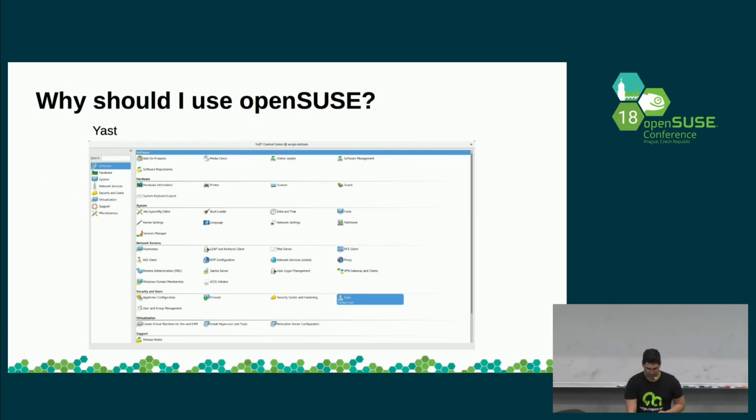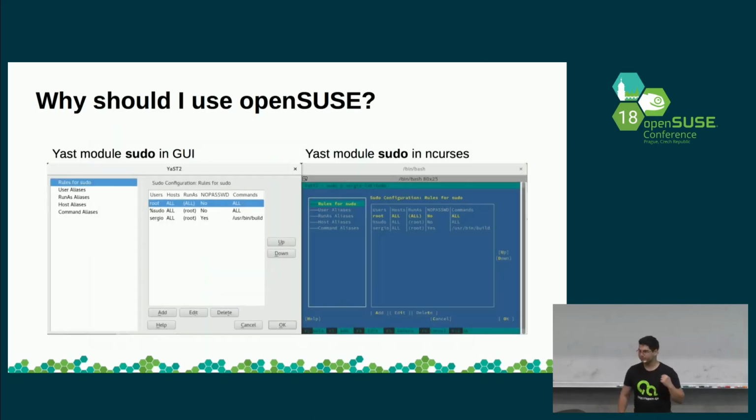And something special about YaST is that it has a dual user interface. You can run it on your desktop environment using GTK or Qt. On the left side, you can see the sudo module with a graphical interface, and on the right side, in case you are using a console, a terminal, and you don't have any graphical interface, for example accessing this remote server with SSH, you can also configure it using YaST with ncurses, which helps you a lot, so you don't have to type the configuration in a text file.